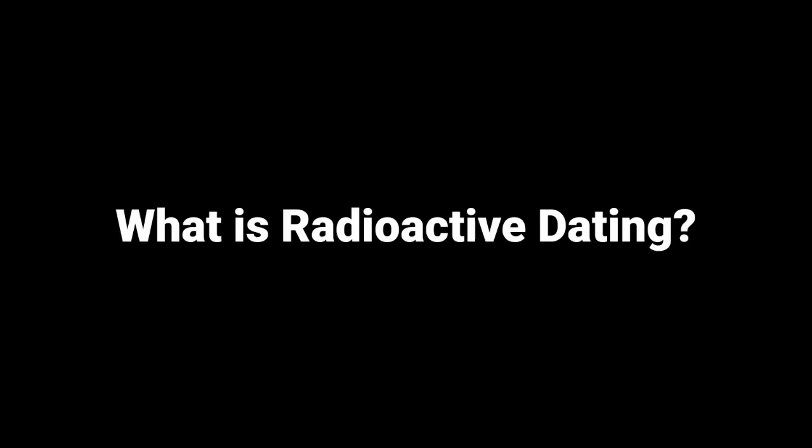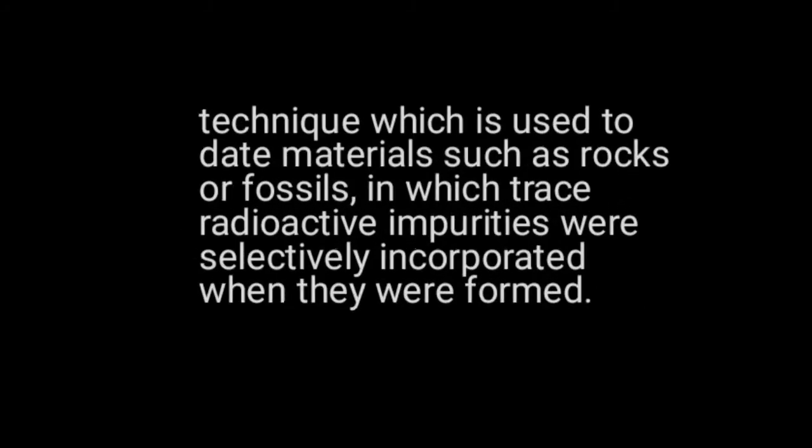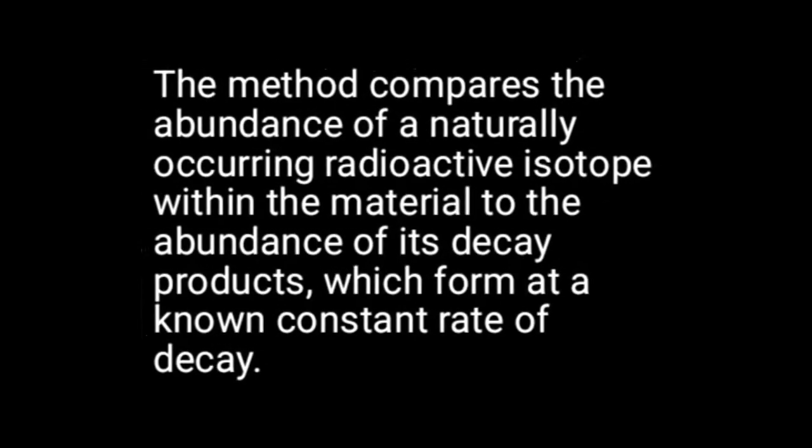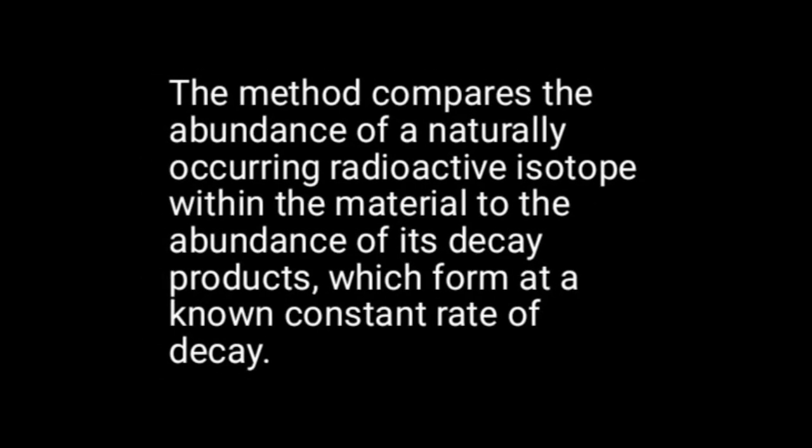So, what is radioactive dating? Radioactive dating, also known as radiometric dating, is a technique used to date materials such as rocks or fossils in which trace radioactive impurities were selectively incorporated when they were formed. This method compares the abundance of a naturally occurring radioactive isotope within the material to the abundance of its decay product, which forms at a known constant rate of decay.